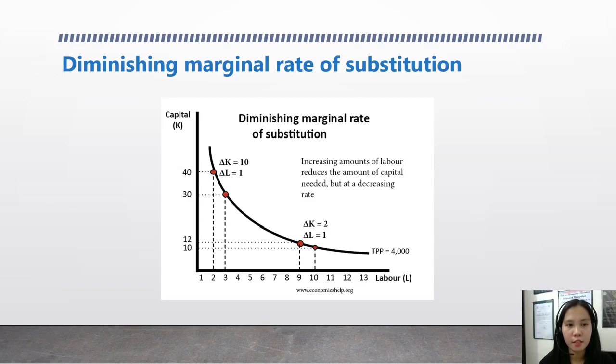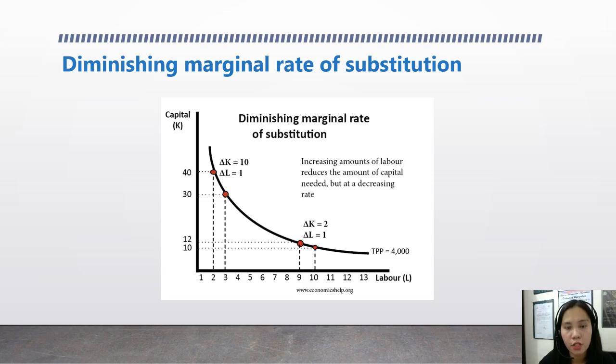Next is the diminishing marginal rate of substitution, or MRS. It is the rate at which units are exchanged for each other to maintain the same level of satisfaction. So, with diminishing marginal rate of substitution, increasing the amount of labor reduces the amount of capital needed, but at a decreasing rate. In the given example, if a firm employed 2 units of labor and 40 units of capital, then employing one extra worker can enable it to save 10 units of capital.